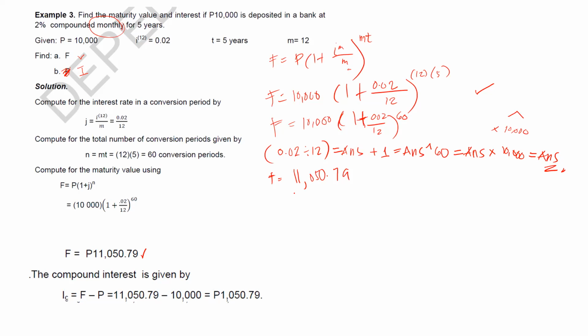So the future value is 11,050.79 pesos. So the interest is 11,050.79 minus the principal 10,000. So ang interest natin is 1,050.79 pesos. This is the interest.